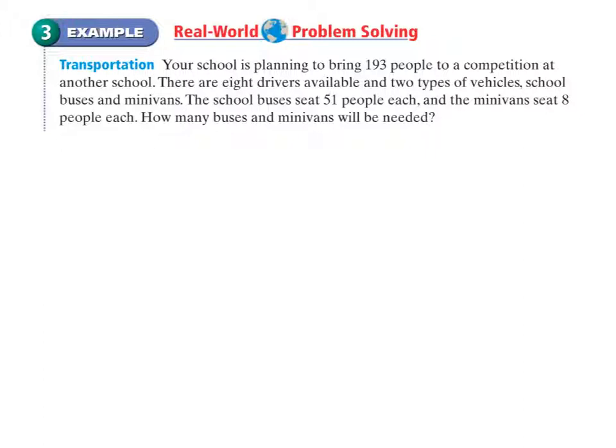So, step 1. Tell me what you need to find. You need to find buses and minivans. So I'm going to let buses be B and minivans be M. So we have to write 2 equations with 2 variables. Let's see what we know. We know that we have a total of 193 people. So I'm going to write this down. We know people, so this equation has to do with people.